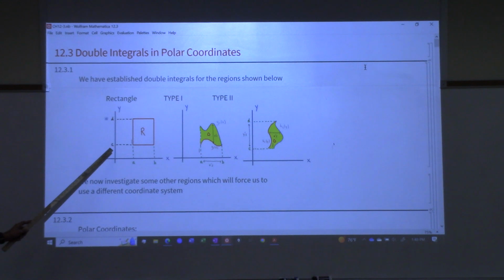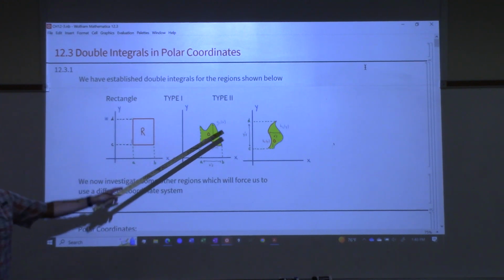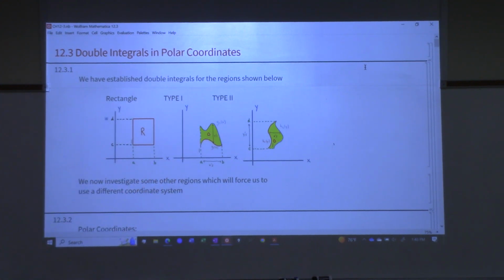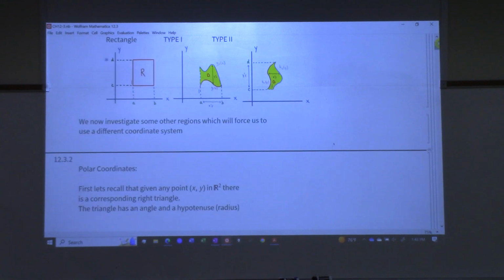All right. This is what we've done so far, right? We can do a double integral over those 3 types of regions: rectangle, type 1, type 2. I don't need to cover that again. Now we are going to look at some regions that those won't work for, regions that we actually see pretty frequently that you cannot classify as a rectangle, type 1, or type 2. And so we need perhaps a different coordinate system to deal with these other regions.